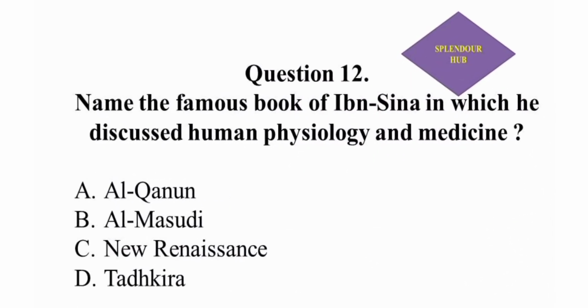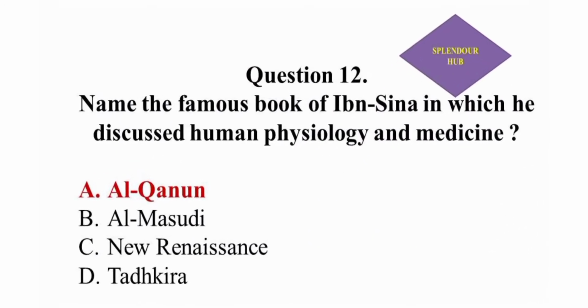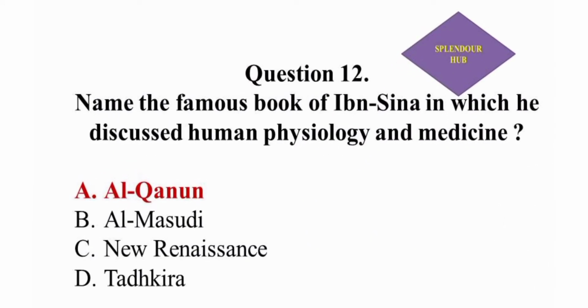Question 12. Name of the famous book of Ibn Sina in which he discussed human physiology and medicine. Option A Al-Qanun, option B Al-Masudi, option C New Renaissance, D Tazkira. Answer: the name of the famous book of Ibn Sina in which he discussed human physiology and medicine is Al-Qanun.